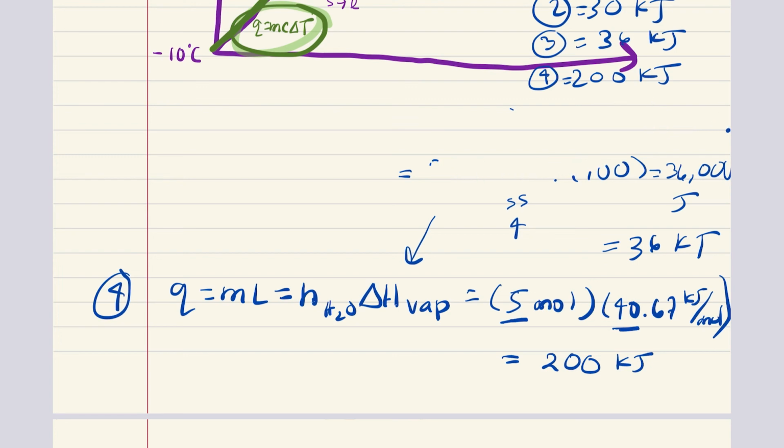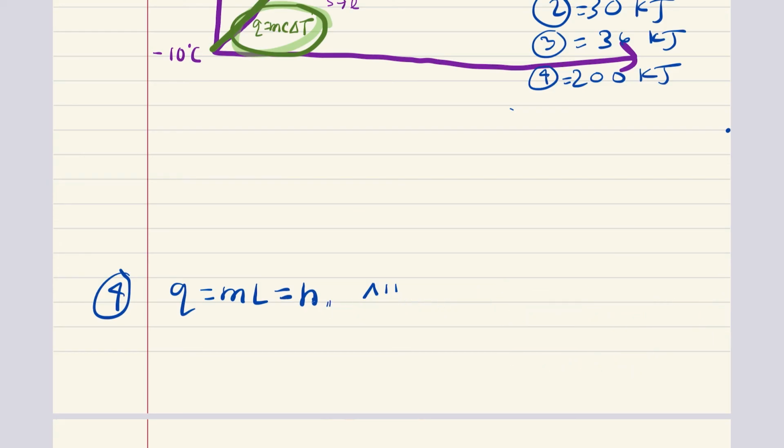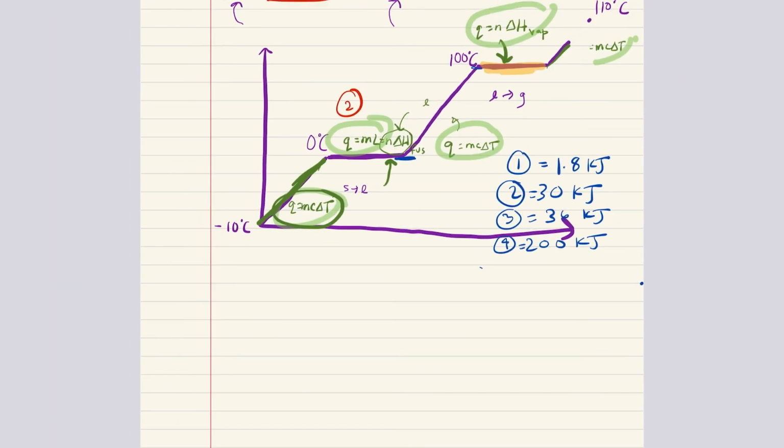And this is where we have all the liquid now converted to gas, and we're just heating it up from 100 degrees Celsius to 110. So in this last segment right here, we're going to be using our Q equals MC delta T, and this is for our gas.